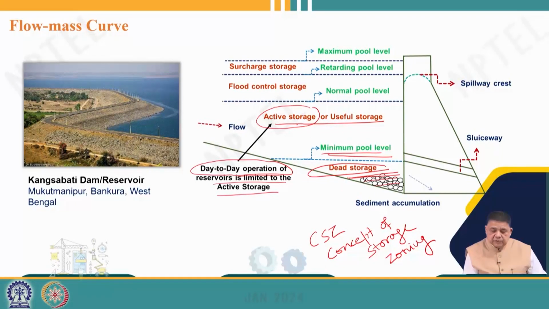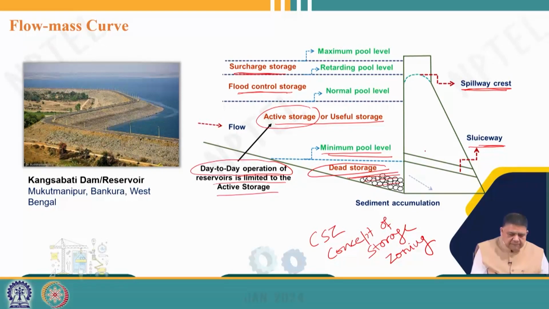Above dead storage and active storage, we have flood control storage, because reservoirs could be used as flood control structures. And of course, there is a surcharge storage also. If more than expected flood comes, then obviously we will release that, and we have spillways provided in order to spill over the excess flow or the flood. Then we have sluiceways at different elevations, which can be provided depending upon the purpose, for supplying the amount of water on a daily basis in order to meet the various kinds of demands.